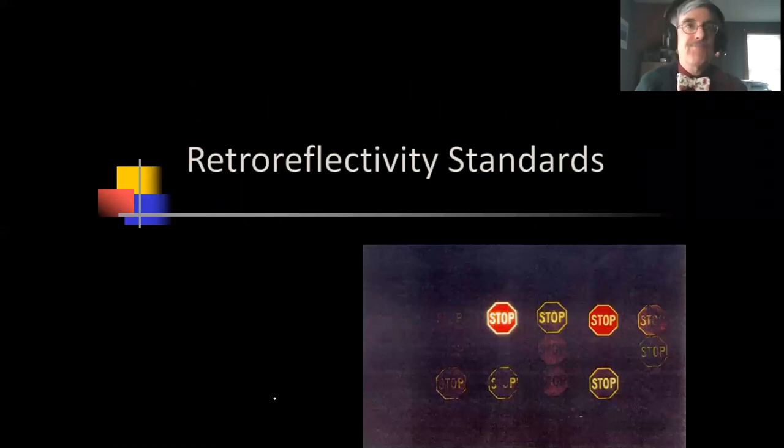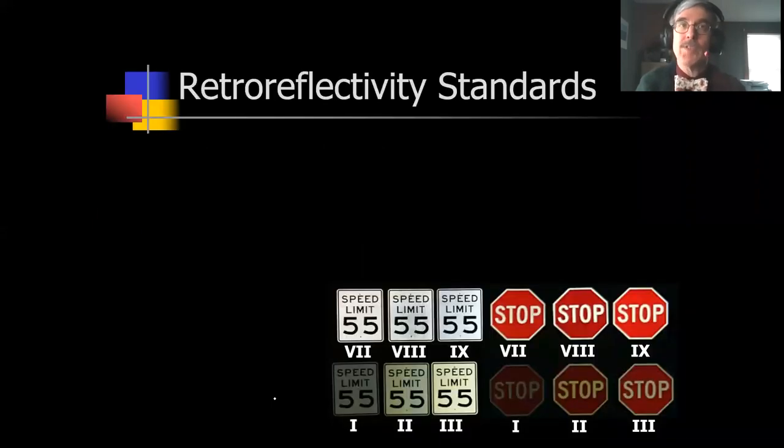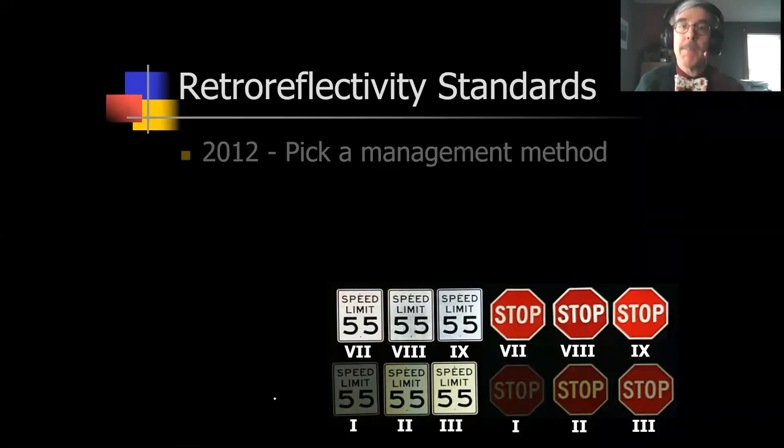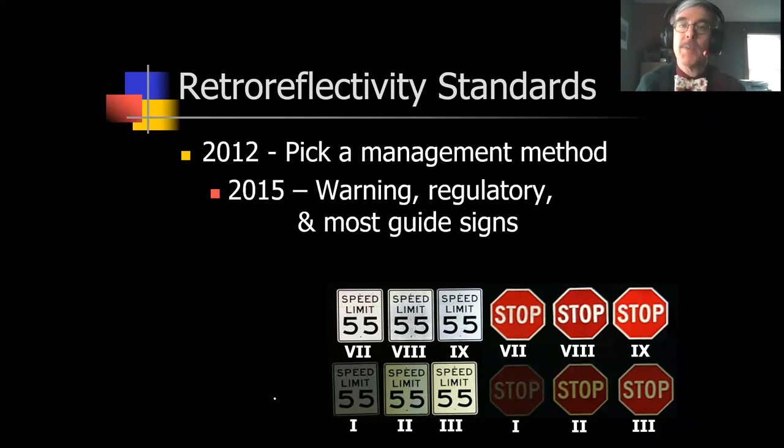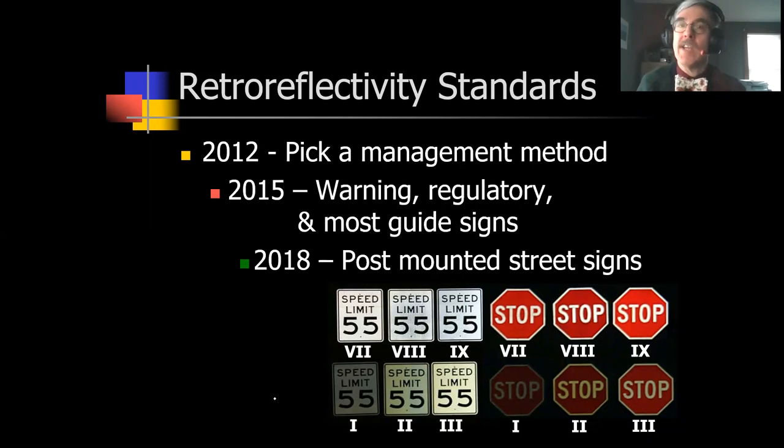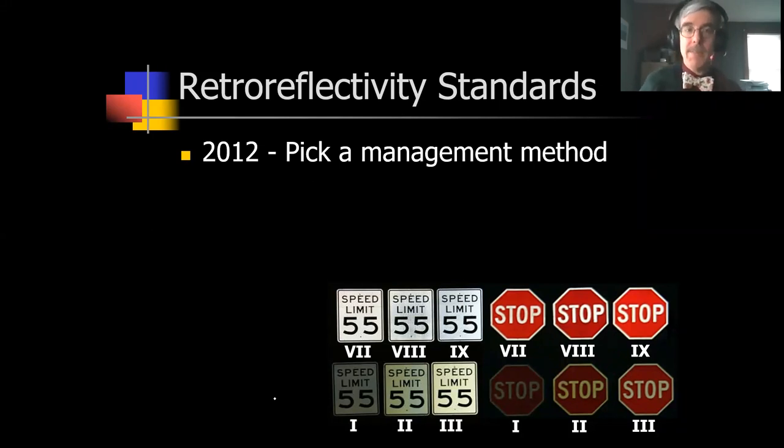Retroreflectivity standards. Again, how bright are our signs? They're pretty important. Those standards have been in place. The way the original thing was, it was 2012, we picked a method of management. 2015, we were supposed to have replaced all of our warning, regulatory, and guide signs and the street signs by 2018, but we pulled back from that. So now the only thing that really matters is to have a good management plan in place. I actually think that's okay if you have a management plan that you actually follow, okay?